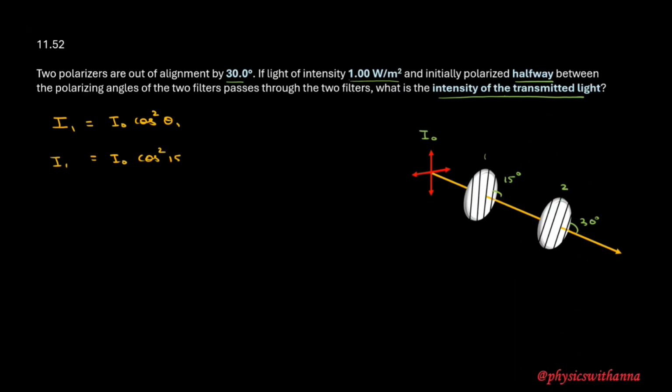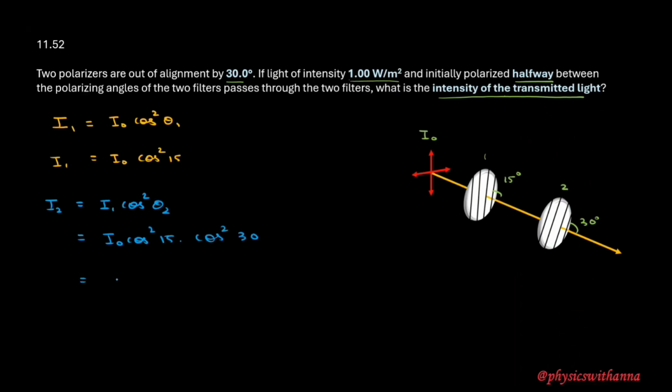Then we find the light intensity coming out of polarizer 2. I2 will be I1 cosine squared theta 2. I1 is the light coming out of polarizer 1, which is then incident on polarizer 2. Theta 2 here is 30 degrees because 1 and 2 are out of alignment by 30. Polarizer 1 is making an angle of 15 degrees initially with I naught, but not with polarizer 2. Between polarizer 1 and 2, the angle is 30. So we get I naught cosine squared 15 into cosine squared theta 2, which is 30.